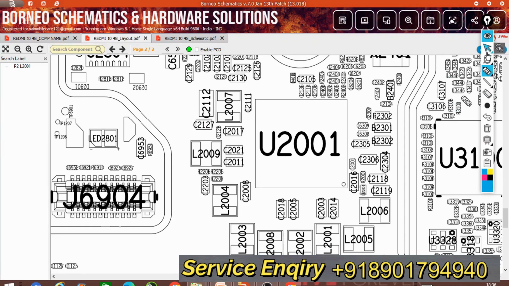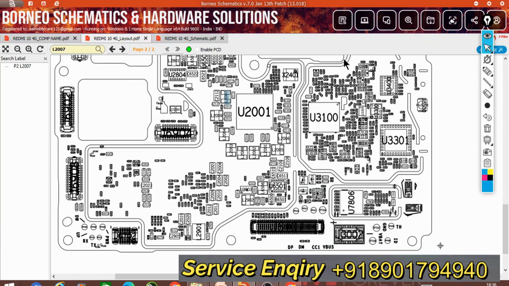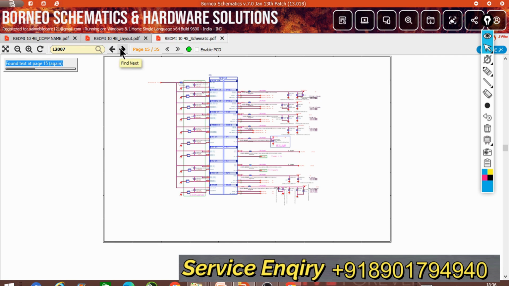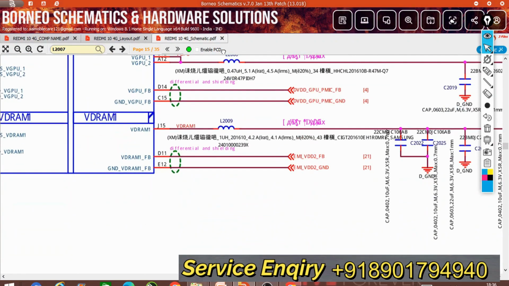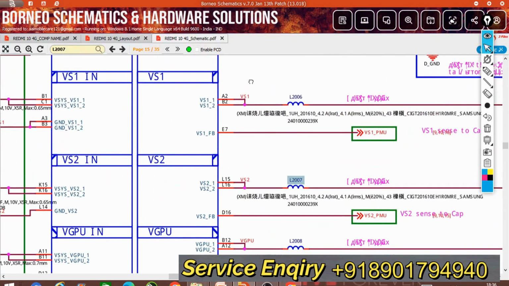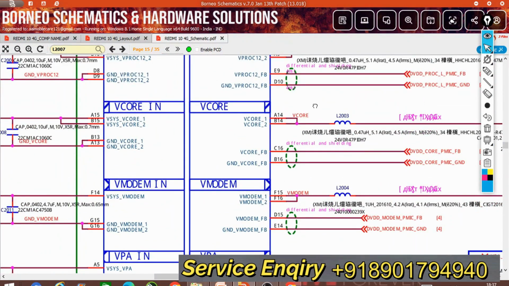So copy any one, any buck, because the PMU has multiple blocks. So to go directly to the buck section, shortcut: just copy this and paste it in the schematics. Now, directly we go to the buck section. Just zoom in. Now look at this. These all are bucks. In this IC, we get 9 bucks.